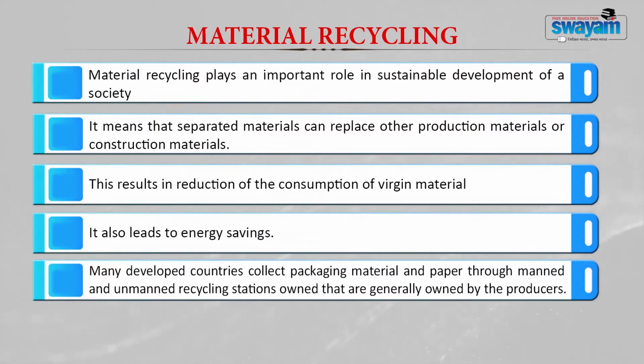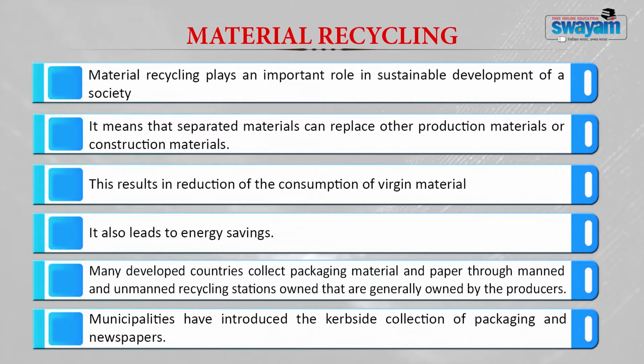Now, many developed countries collect packaging material and paper through manned and unmanned recycling stations that are generally owned by the producer. That means the manufacturers should have these recycling stations, and as I told you earlier, it can be manned or unmanned. Also, certain municipalities have started introducing the curbside collection of packaging and newspapers. On the curbside, you can have certain collection units where everyday packaging material or newspapers can be handed over to these municipalities so that they can be taken for further recycling. So, this again becomes part of your material recycling.